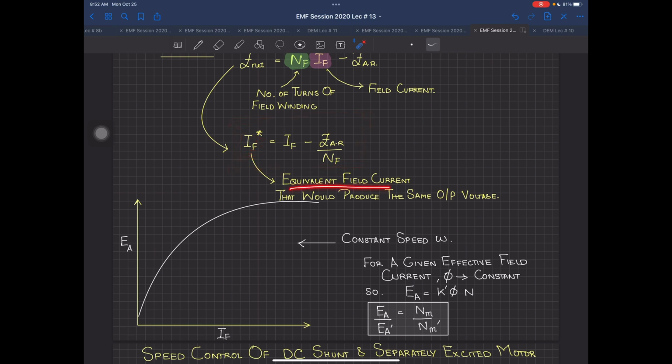Now what is this IF hysteric? This is the equivalent field current that would produce the same output voltage, which means you know your field current, which is actually flowing inside your machine, and you know your magnetomotive force because of your armature reaction, divided by NF. So this is giving you IF hysteric, which is telling you the equivalent field current that will produce the same output voltage.